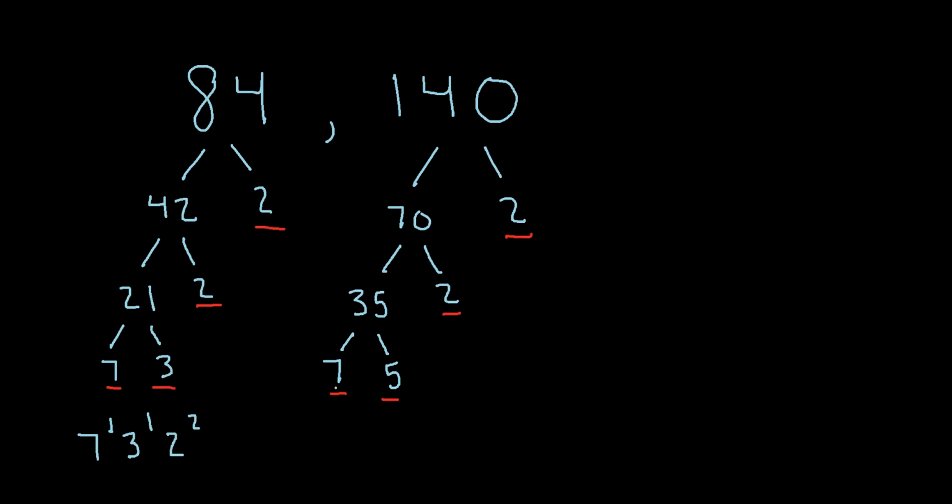And now over here we have a 7 again, it only occurs one time, so we'll say 7 to the first. 5 only occurs once as well, so we'll say 5 to the first. And then once again 2 occurs twice, so we'll say 2 squared.